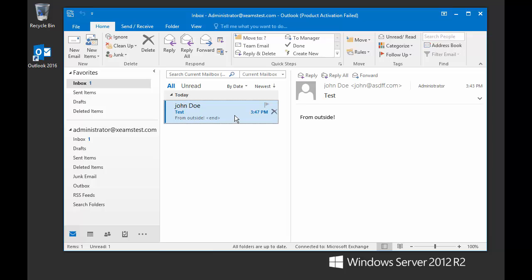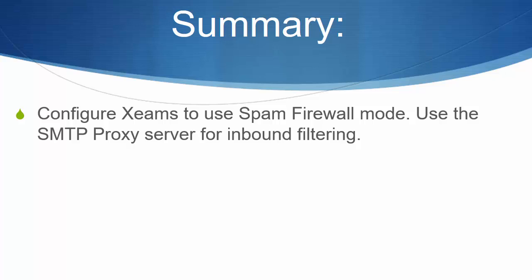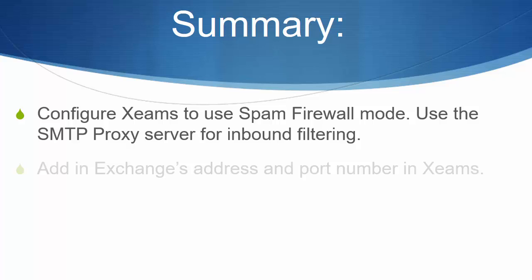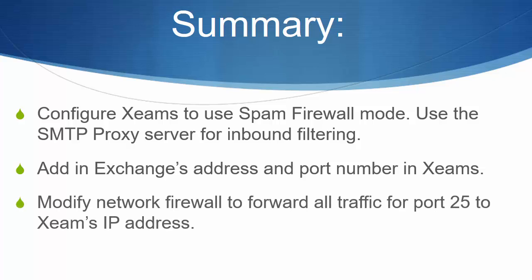And there you have it. I have now successfully made Xeams filter inbound messages for my Exchange server. Let's recap what I did. First, I accessed my web admin console and set Xeams to spam firewall mode. Next, I entered in my Exchange server's information so that Xeams will direct the emails to my Exchange server. Then, I have modified my network firewall for all traffic for port 25 to go to my Xeams' IP address instead of my Exchange's IP address.